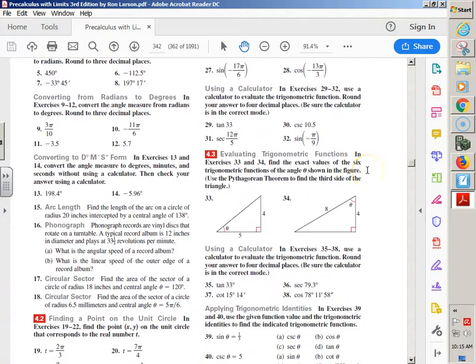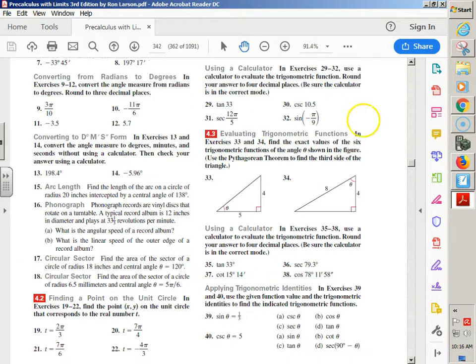Remember, from sections 4.2 and 4.3, we had formulas. Who is tangent? Sine over cosine, or y over x. Who is cosecant? 1 over sine, or 1 over y. Have a way in your head, hopefully like you had for the unit circle quiz, of solving for these weird functions, not just sine and cosine, but the rest.